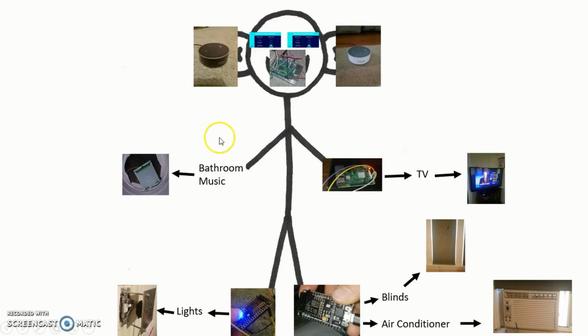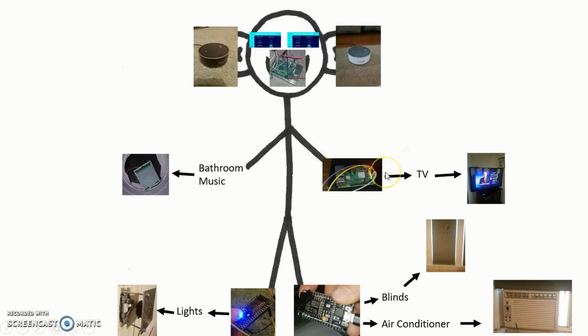We'll start with the bathroom music. The bathroom music arm can feel. So if this detects motion, it sends it up to the brain, and then the brain decides what to do with it, and then sends information back to the bathroom music and turns it on or off.